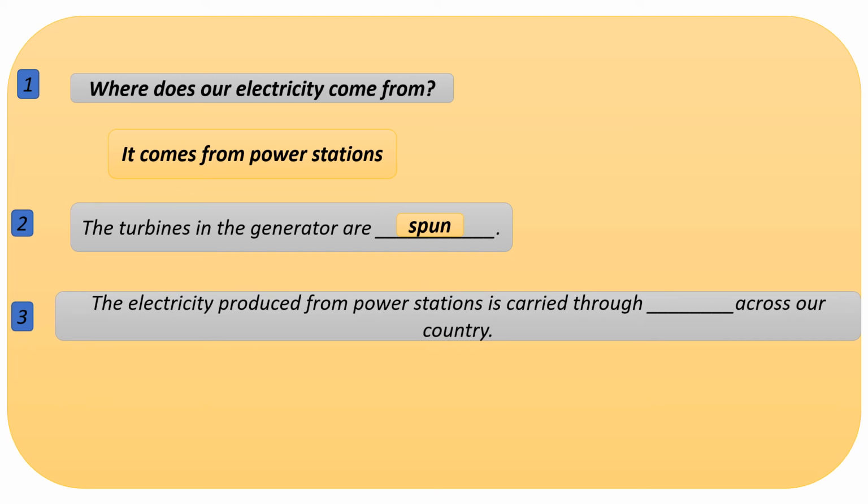Next, the electricity produced from power stations is carried through dash across our country. Students, the electricity from power stations is carried through what? Very good. Cables. Thank you so much.